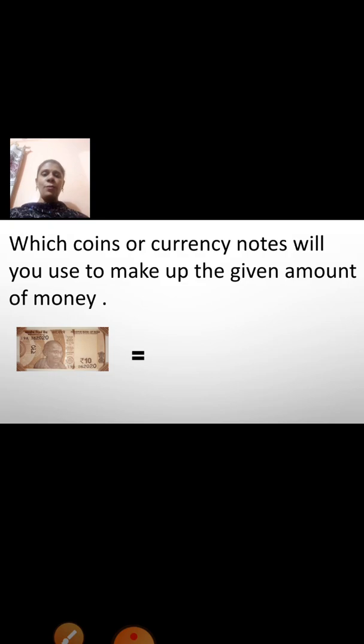Which note is this? Yes children, which note is this? Yes, it is a note of 2000. So what is the value of this note? Rupees 2000. Now children, which notes, which currency are used?